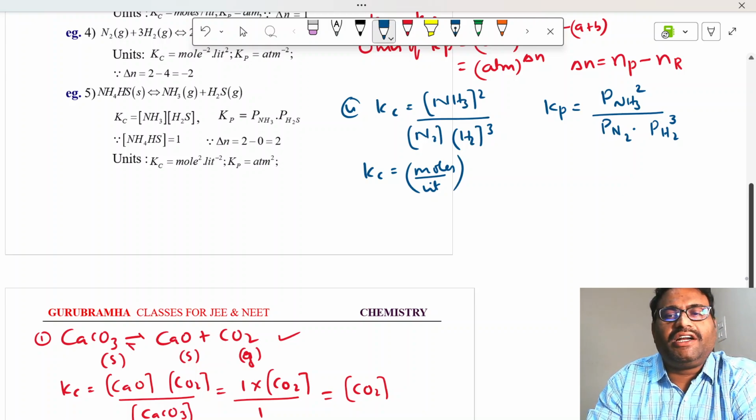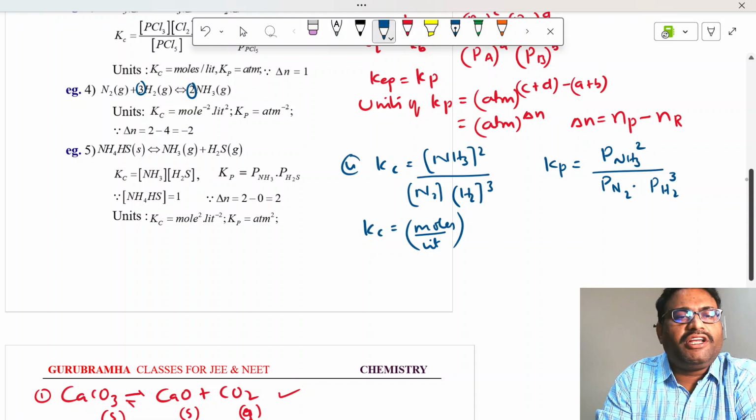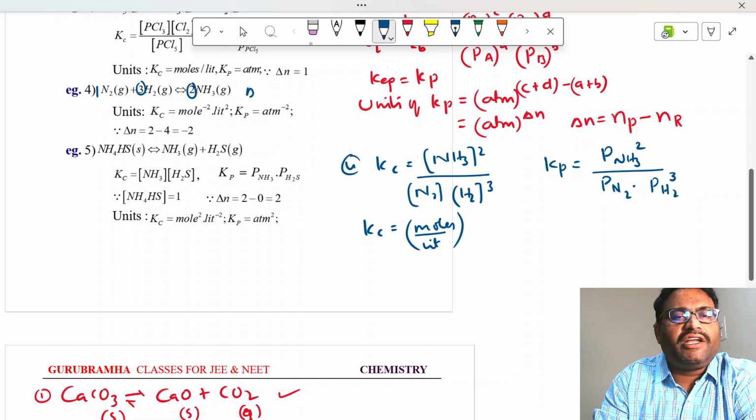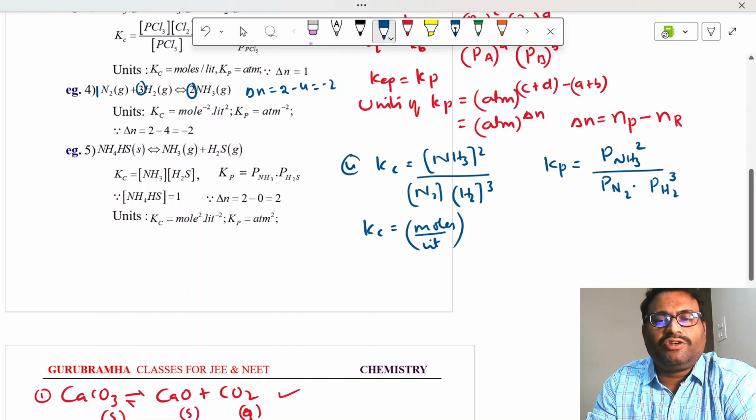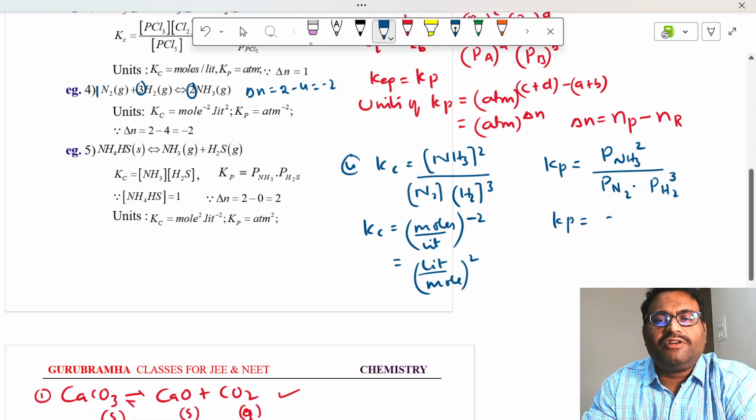Right? Here, what will be delta n? What did you get here? 2 moles, 3, 1. So delta n is equal to 2 minus 4, that is equal to minus 2. So you write minus 2. Then what do I get? Liter per mole squared, so liter squared per mole squared, is the unit of Kc. Kp units is equal to atmosphere power minus 2, that is equal to 1 by atmosphere squared.